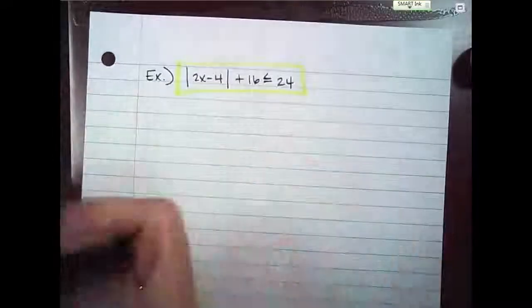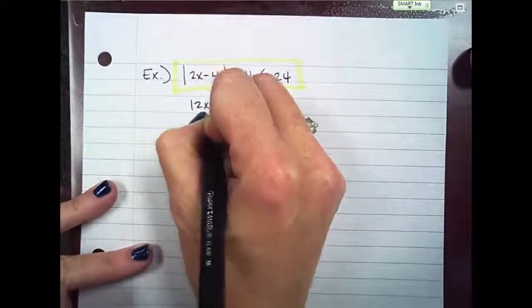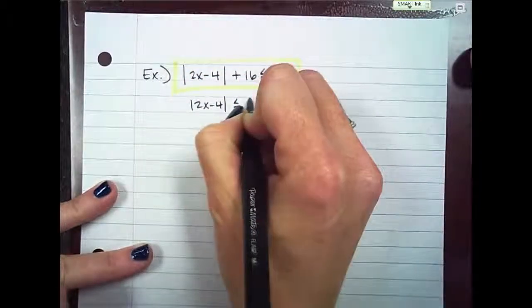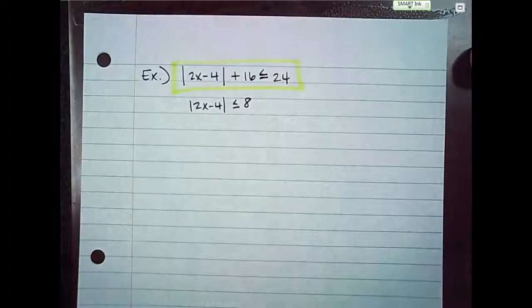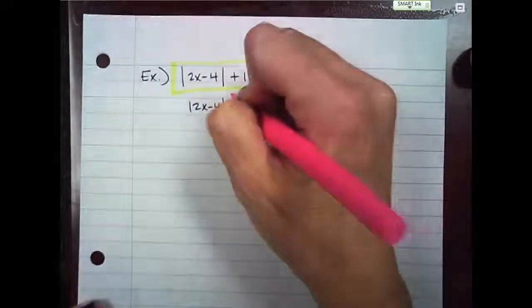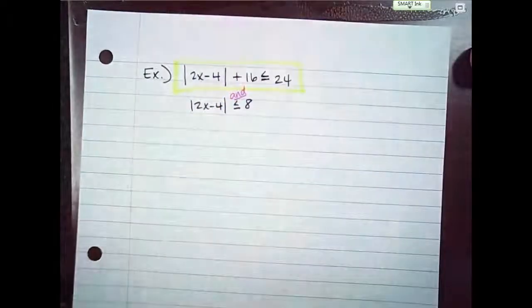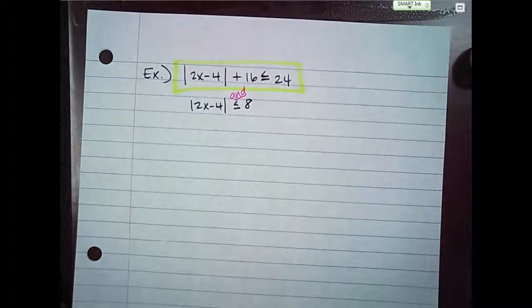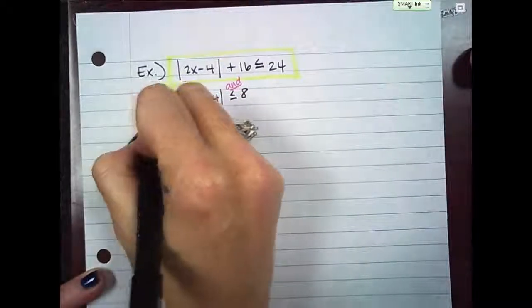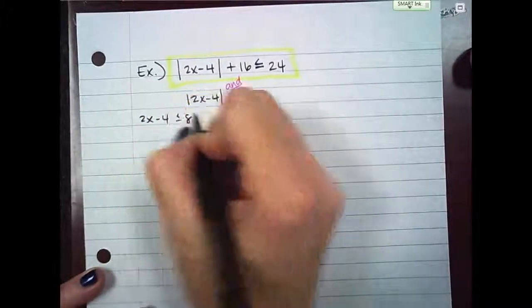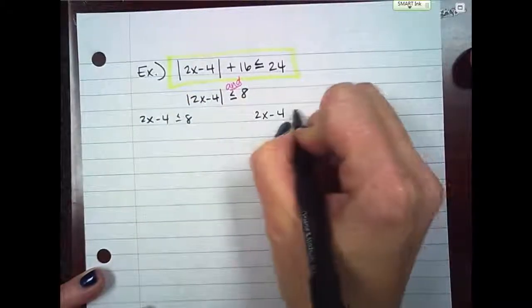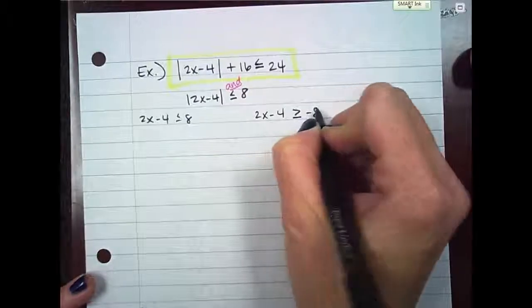So move your 16 over, and you end up with 2x minus 4 is less than or equal to 8. Now you can decide. What's our little trick? Less than land. It's and. Now separate them out, right? One's an 8, one's a negative 8. 2x minus 4 is less than or equal to 8. 2x minus 4 is greater than or equal to negative 8.